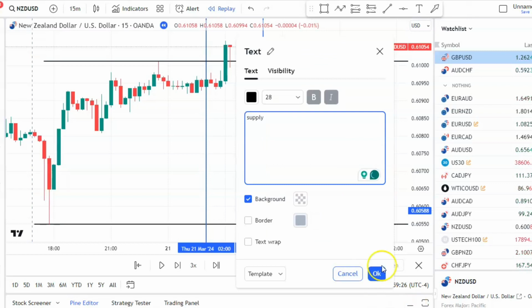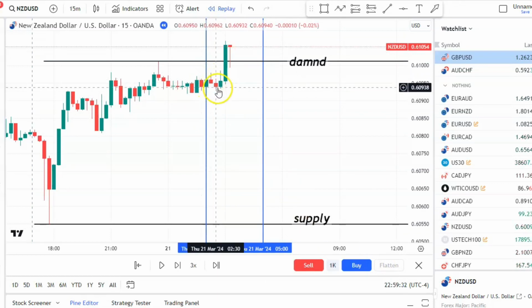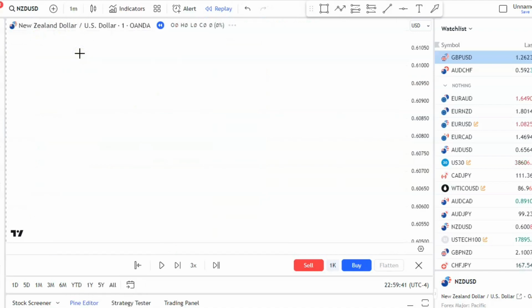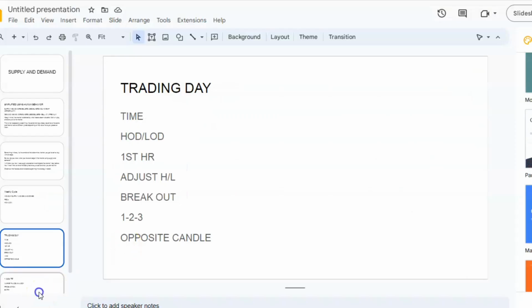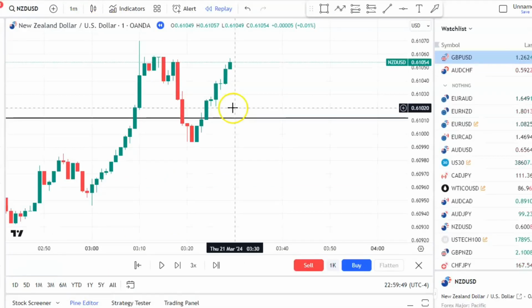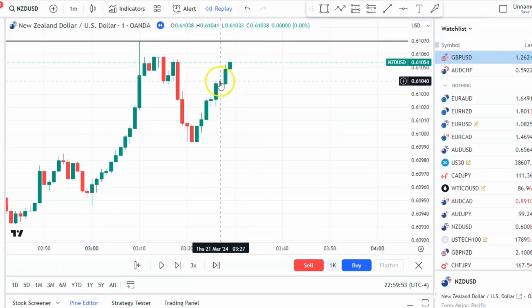Simple. Now, I am telling you this is the setup to look for. 1, 2, 3, and then the next candle is bearish, we are in. So the next step is we move to the 1 minute time frame. In the 1 minute time frame, we are looking at the marketplace like a real market. We are looking at the buyers and the sellers. So let's look at the story here.